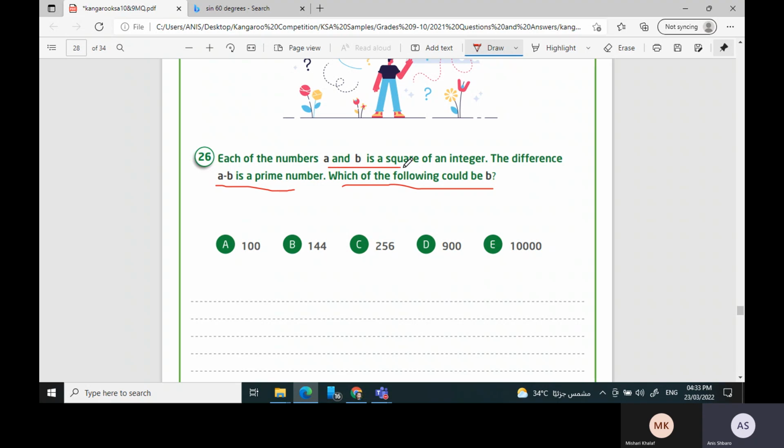Usually, I'll give you a small trick. Whenever you are dealing with A and B square of an integer, find another one. So A is equal to C power 2, for example, C and D. C power 2 minus D power 2 is equal to a prime number. Right? I did nothing. I just find another one. So I know that A is a square of an integer.